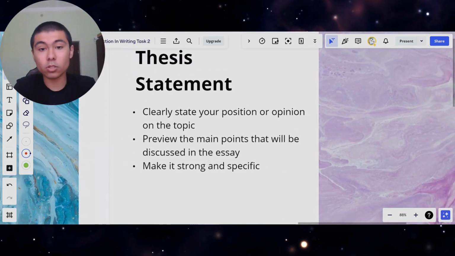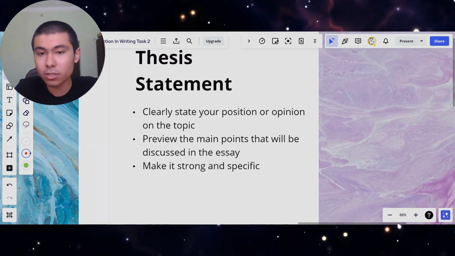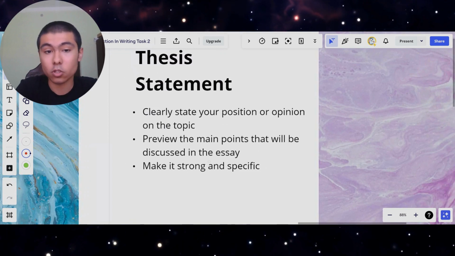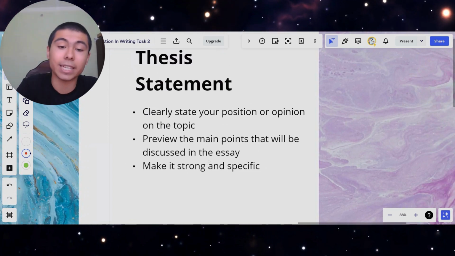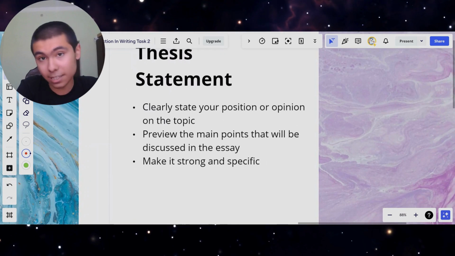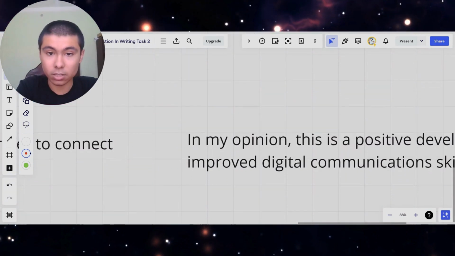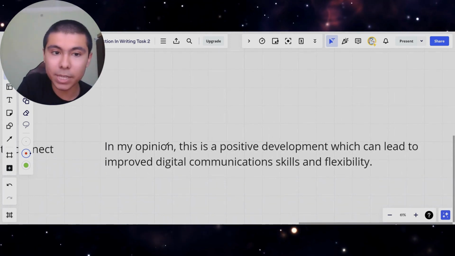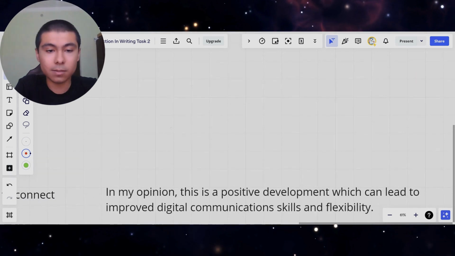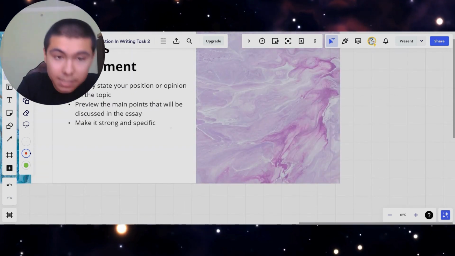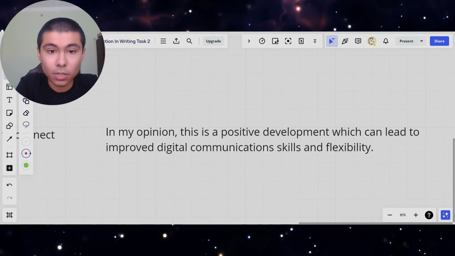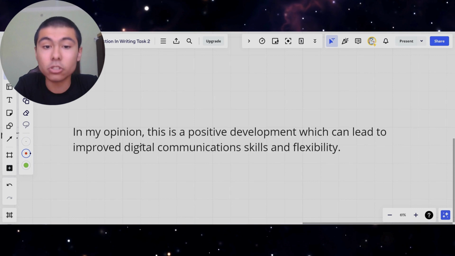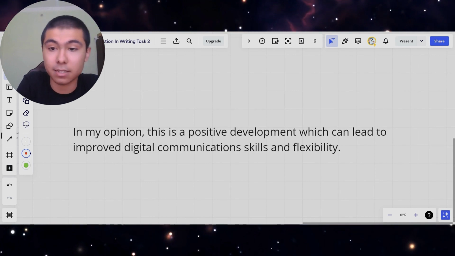In this statement, what you have to do is to preview the main points that will be discussed in the essay, but don't explain them. Just state, just preview those main points. Make it strong and specific. Let me illustrate this. I prefer to start with "in my opinion" because it proves that I'm clearly stating my opinion, right? This is a positive development which can lead to improved digital communication skills and flexibility.